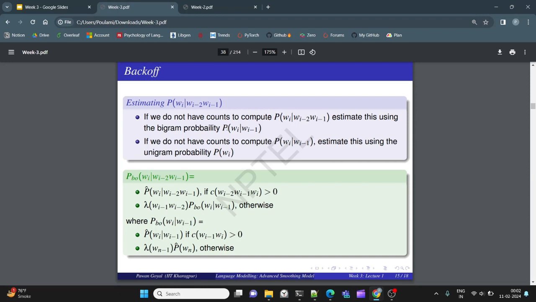Now, if the bigram also doesn't have enough counts, so here the probability of Wi given Wi minus 1, this is the bigram probability. It would be the count of Wi minus 1, Wi in the numerator. If that bigram is also not there and has a count of 0, we now use the unigram probability, which is the probability of Wi. So this is the idea of back off.